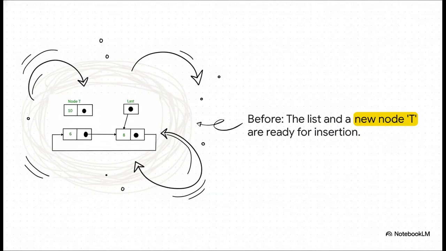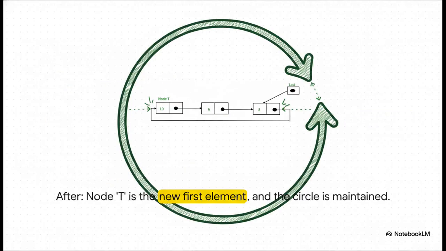So here's our before picture. We've got our little circular list just humming along, and this new node, we'll call it T, is waiting to join the party right at the front. And boom, just like that, it's in.